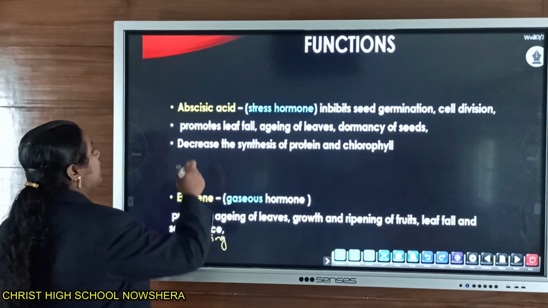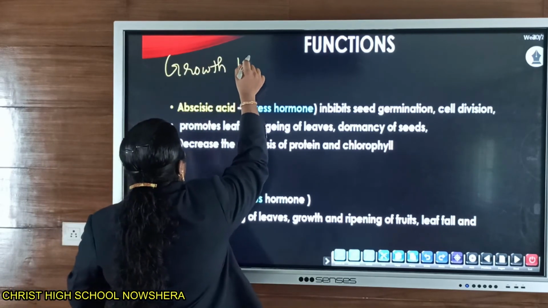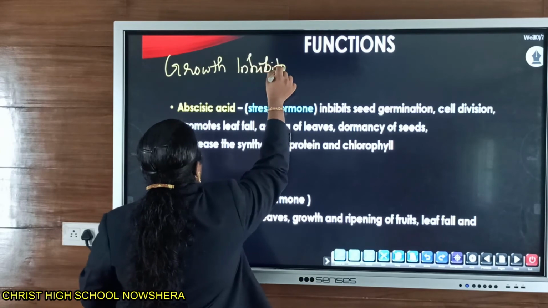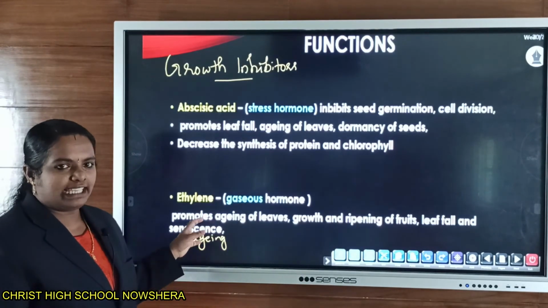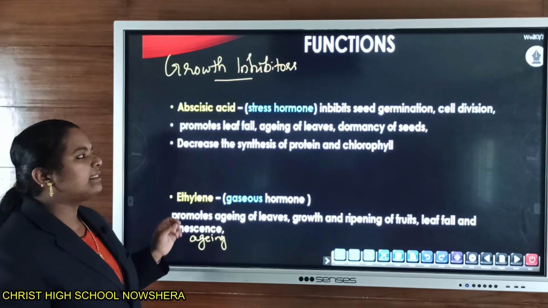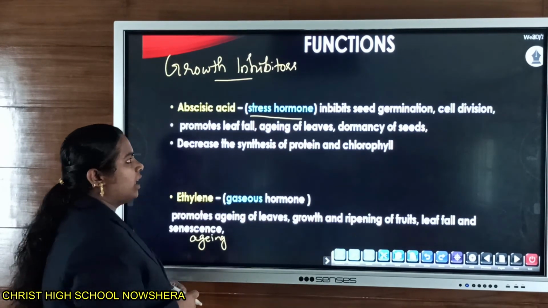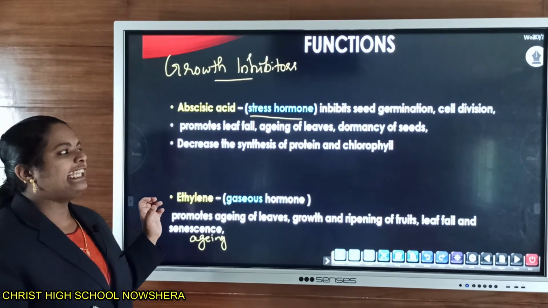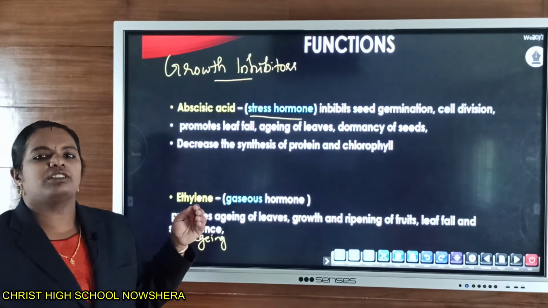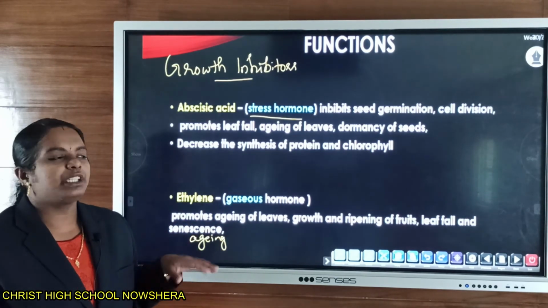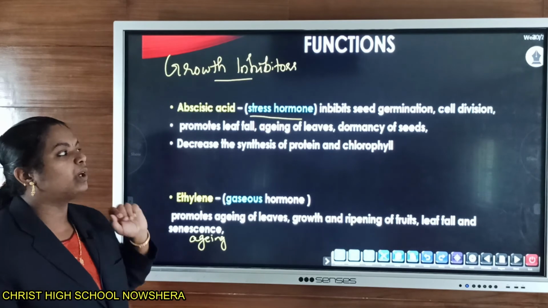Then these two are known as growth inhibitors. The first one is abscisic acid, and the second one is ethylene. Abscisic acid is known as the stress hormone. Its main function is inhibition of seed germination. That means it reduces the rate of germination of seed, so it inhibits the process of growth.